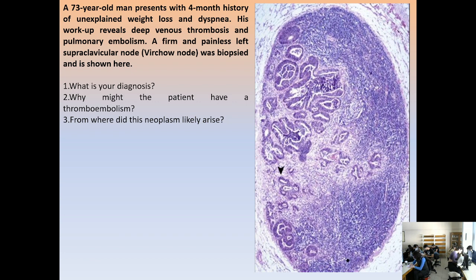think, which organs have such epithelium? Because probably a cancer has arisen in these organs and through the lymph circulation gave metastasis to this node. That's why we find tubules, foreign structures in this node. So, which organs have tubular epithelium? Tell me, please. Please, you.